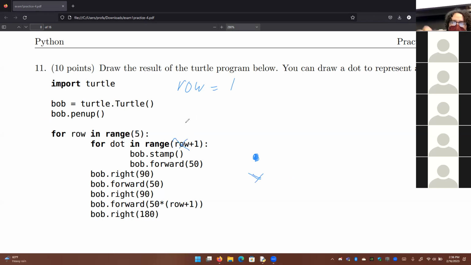So this row is currently equal to 1. Bob is right here. He's going to stamp his position. He's going to move forward. And then this is 1 plus 1, so we do this 2 times. So again, we put down another stamp and we move forward.